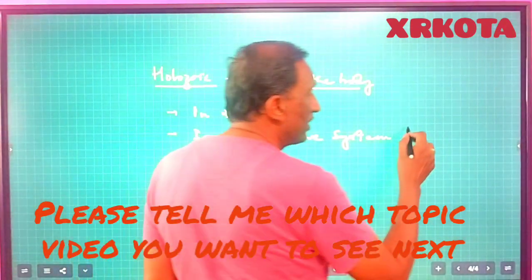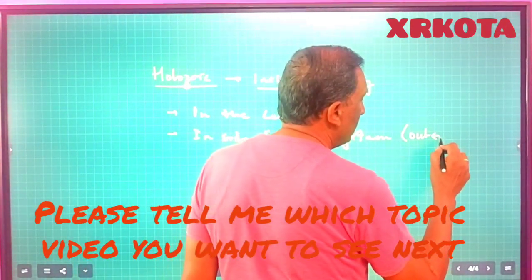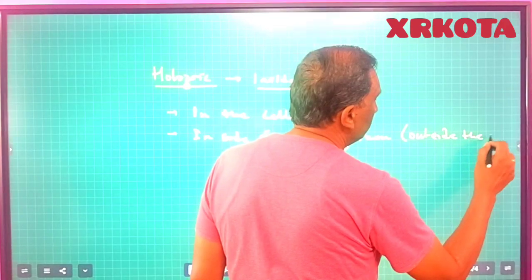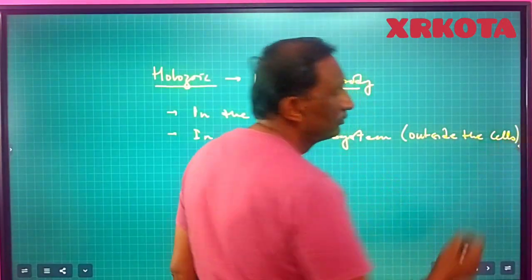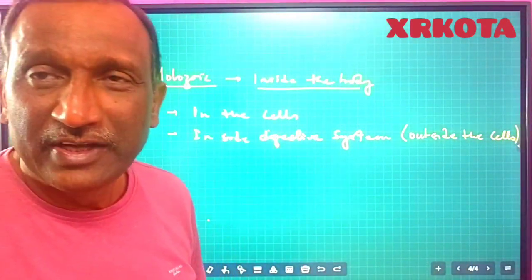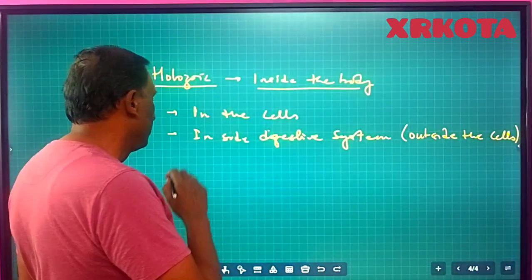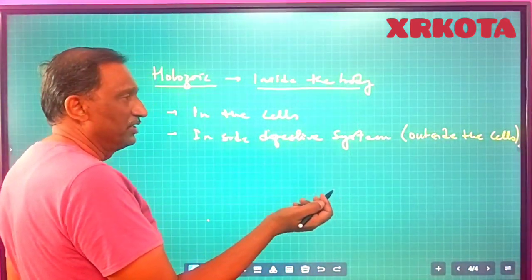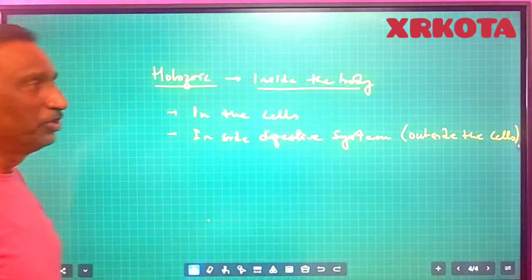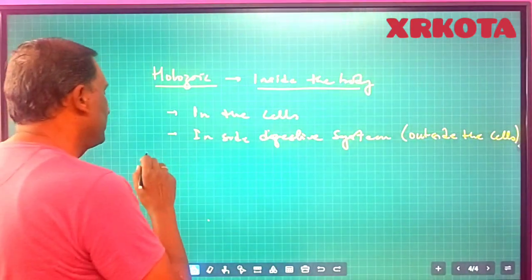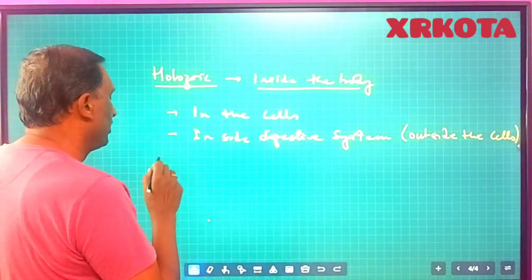So the digestive system, where is that? Outside the cell. The food is outside, digesting outside the cell. Okay? So they can be digested outside the cell. This is inside, for holozoic nutrition. Okay? How they will be digested, we will talk about in the next step.